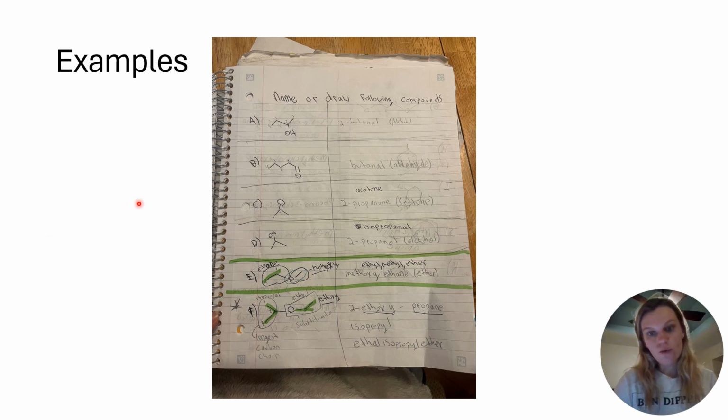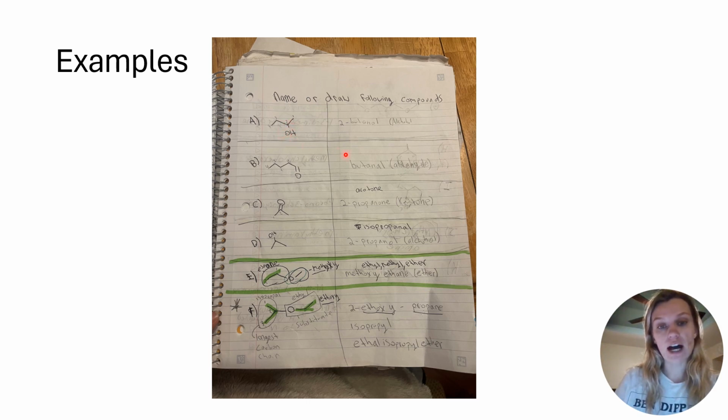So here we have naming or drawing of different compounds. So right here we can see that this is 2-butanol. That's an alcohol. We see the OH attached. And then we can also see that we have 1, 2, 3, 4. And the reason we numbered it that way was because the substituent here is going to be on number 2, so that we want it closer to the substituent there.